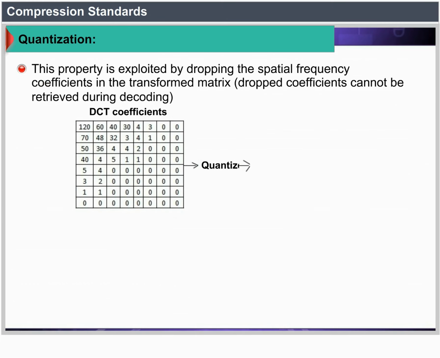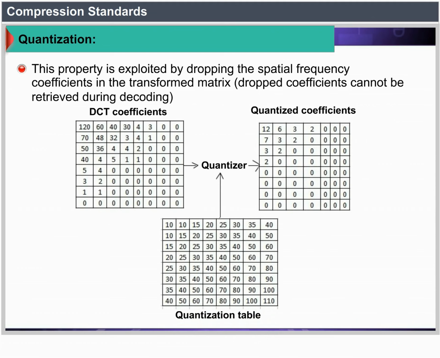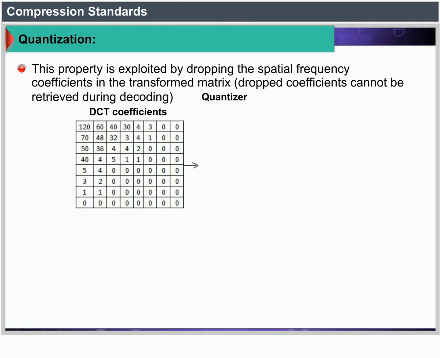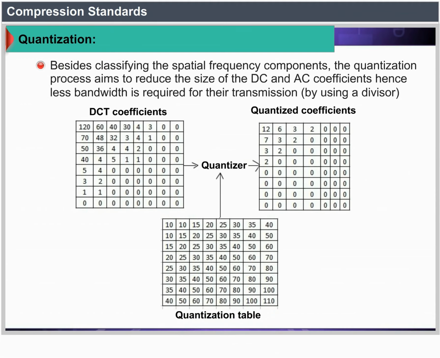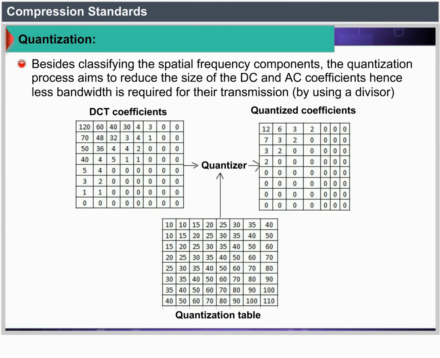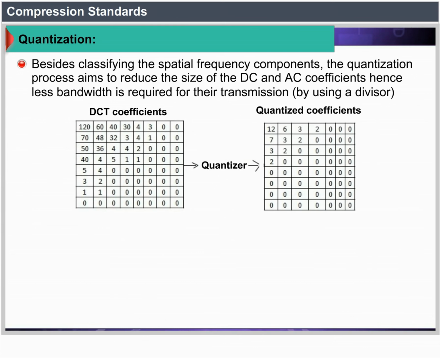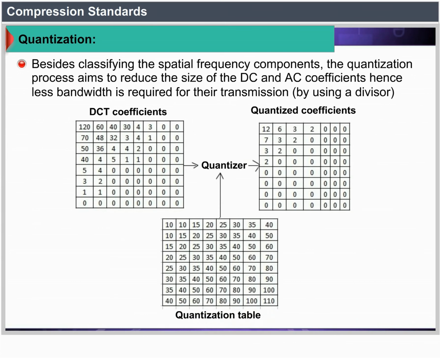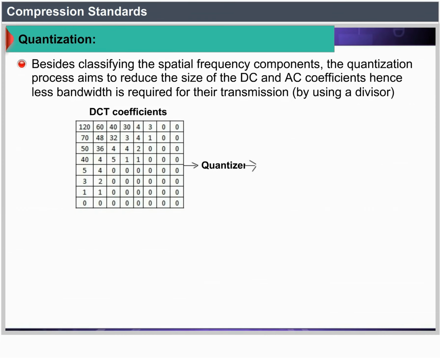This property is exploited by dropping the spatial frequency coefficient in the transformed matrix. Dropped coefficients cannot be retrieved during decoding. In addition to classifying the spatial frequency components, the quantization process aims to reduce the size of DC and AC coefficients so that less bandwidth is required for their transmission by using a divisor.